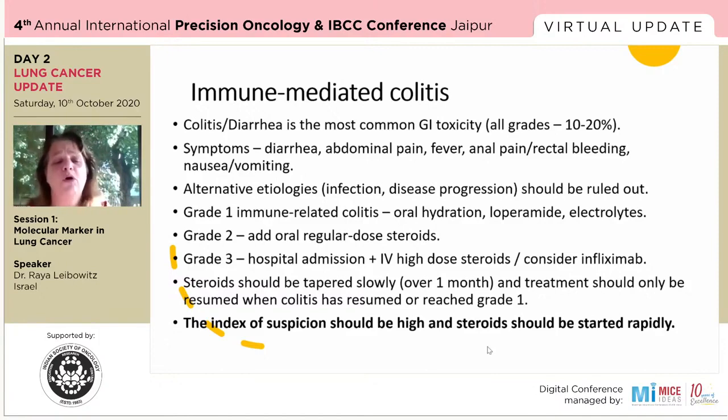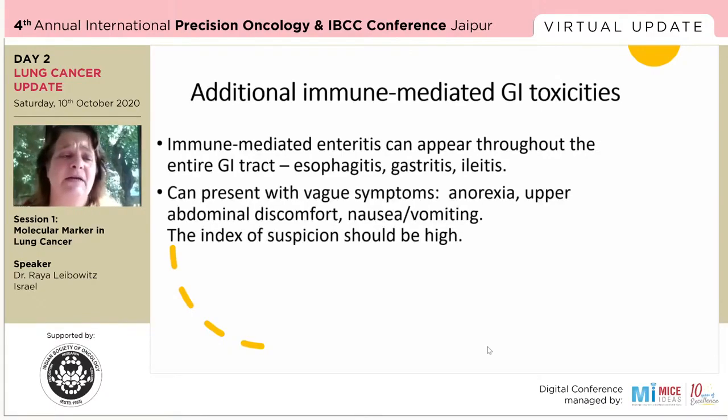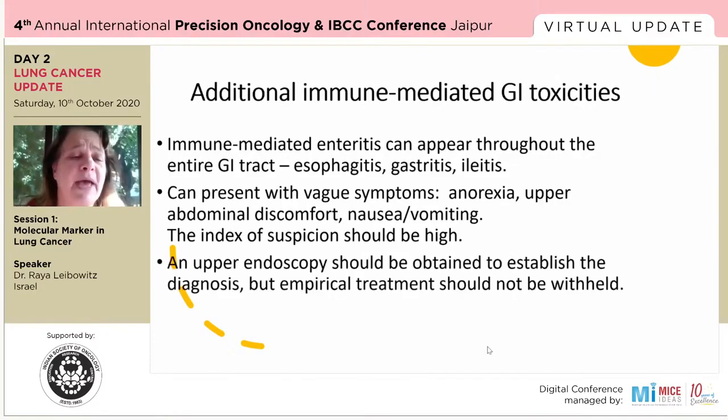And just to highlight in bold, the index of suspicion should be high, and steroids should be started rapidly. This is something we really learned by experience. I do want to mention there are other immune-mediated GI toxicities such as enteritis, esophagitis, gastritis, ileitis. The whole enteral tract can be involved. This can present with vague symptoms of anorexia, upper abdominal discomfort, nausea, and vomiting. And again, this is a mimicker of our patients.